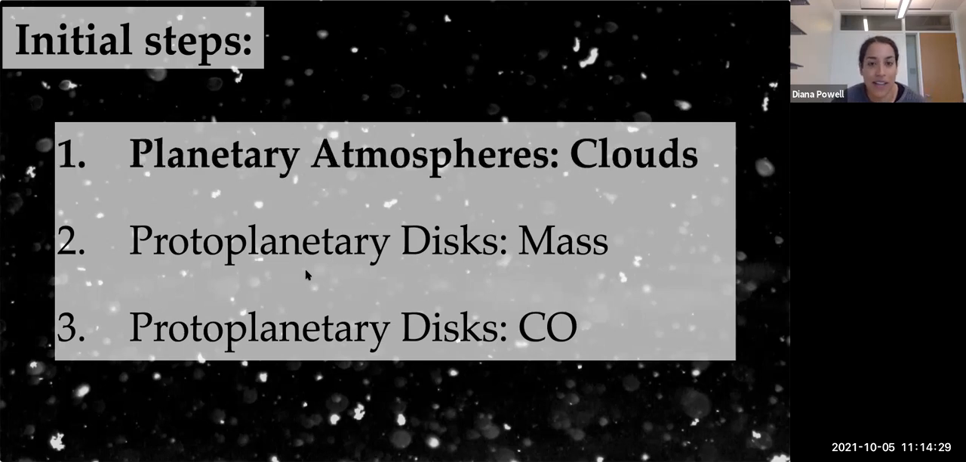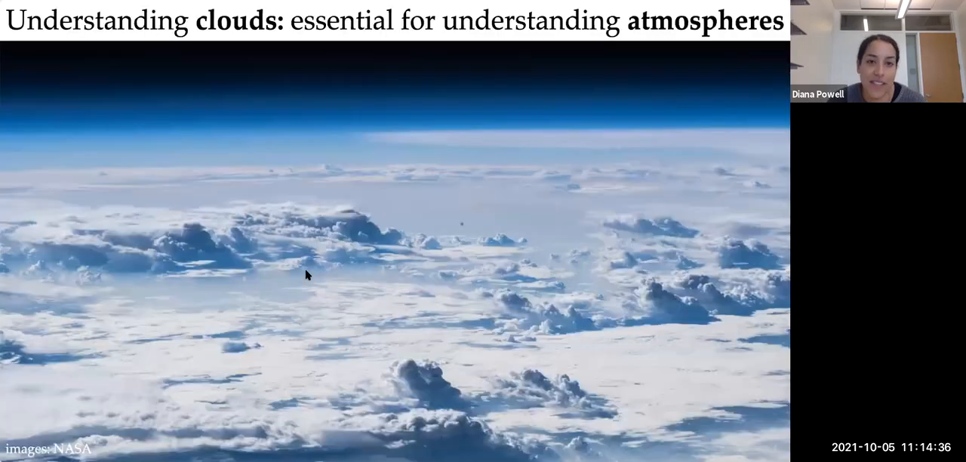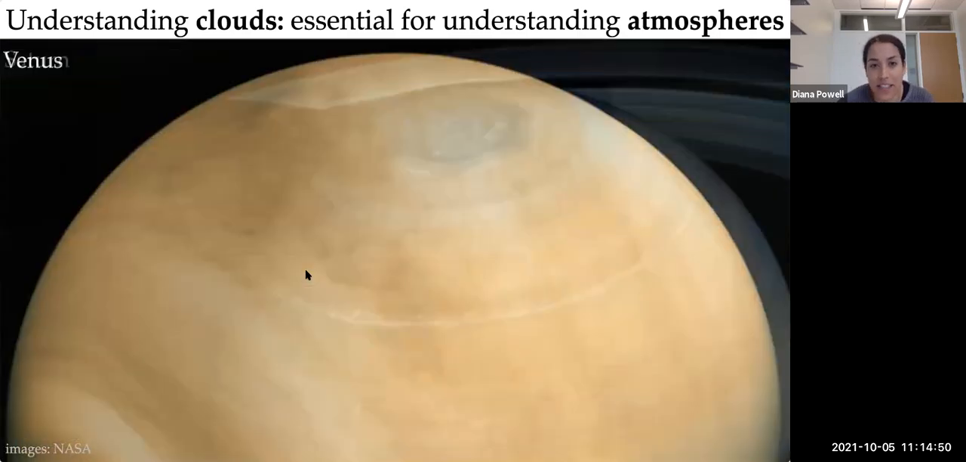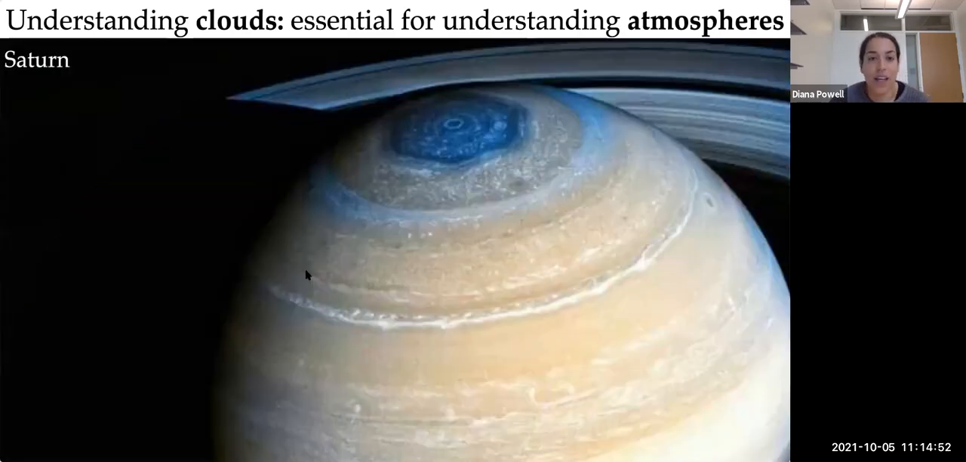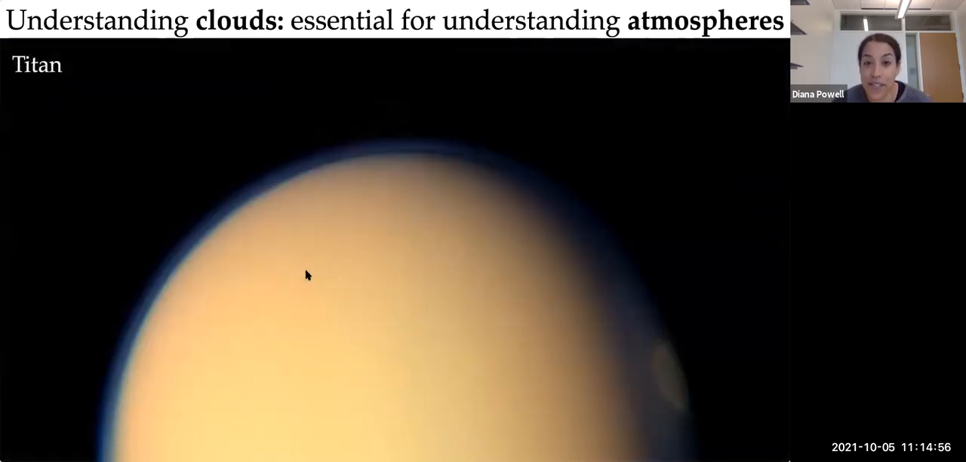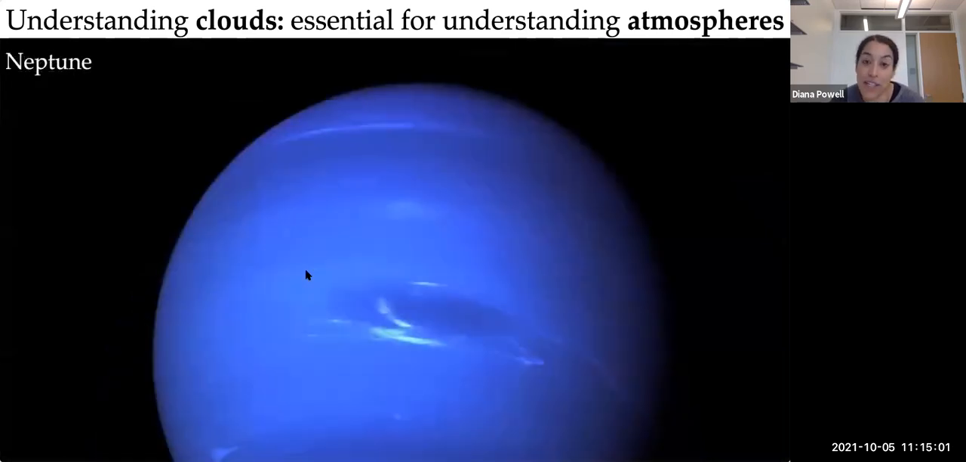So let's talk about clouds. We all have some intuition about clouds on Earth. But clouds are important beyond Earth and are in fact the dominant opacity source in most planetary atmospheres. Clouds are important tracers of atmospheric physics, such as mixing and transport. Clouds regulate the planetary climate through regulating radiative transfer and chemistry. And clouds must be understood when determining atmospheric abundances.